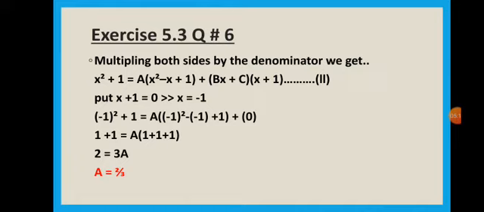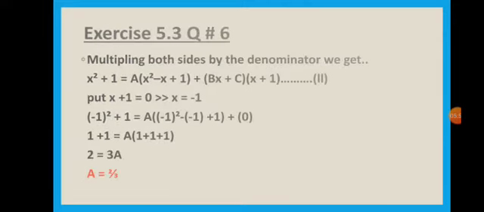So remember students, the square term is always positive. So minus 1 whole square is equal to 1, plus 1, is equal to A into, again, minus 1 raised to the power 2 will be 1, minus minus plus, so plus 1, and again plus 1. So we have 2 is equal to 3A and A is equal to 2 over 3.